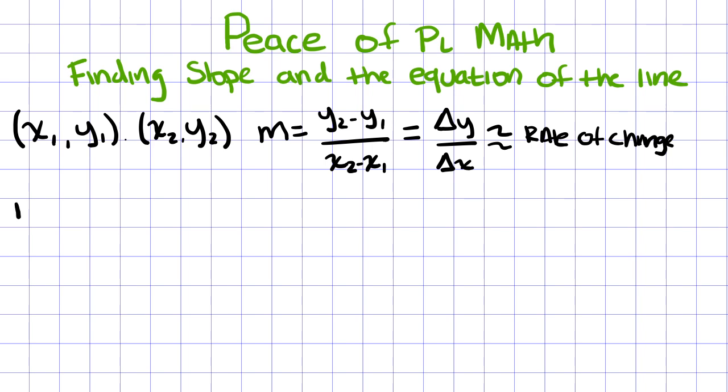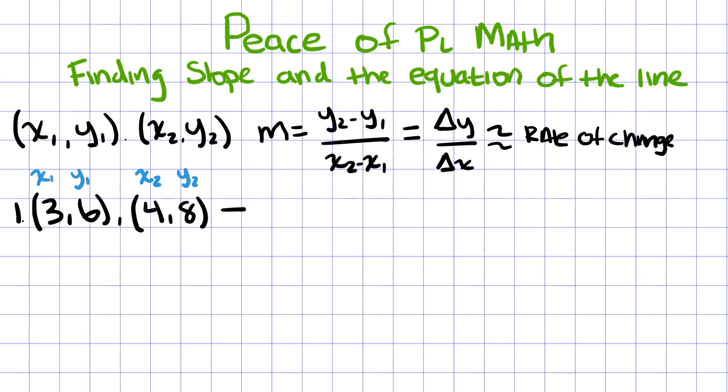So number one, we'll use the points 3, 6 and 4, 8. In this pair of points, you can see 3 is your x1, 6 is your y1, 4 is your x2, and 8 is your y2.